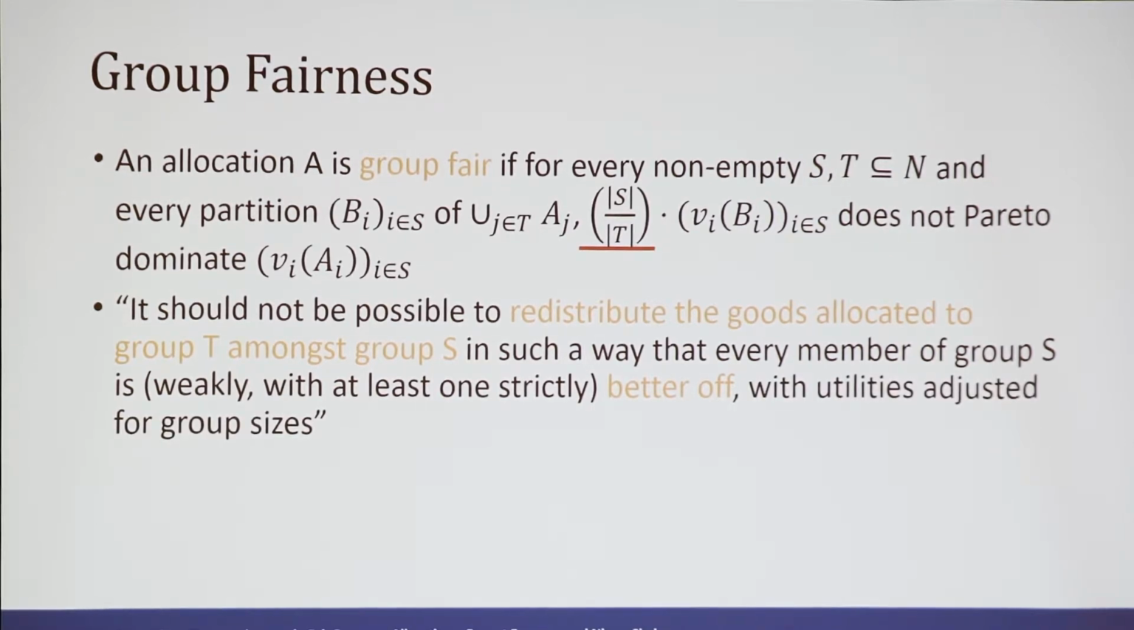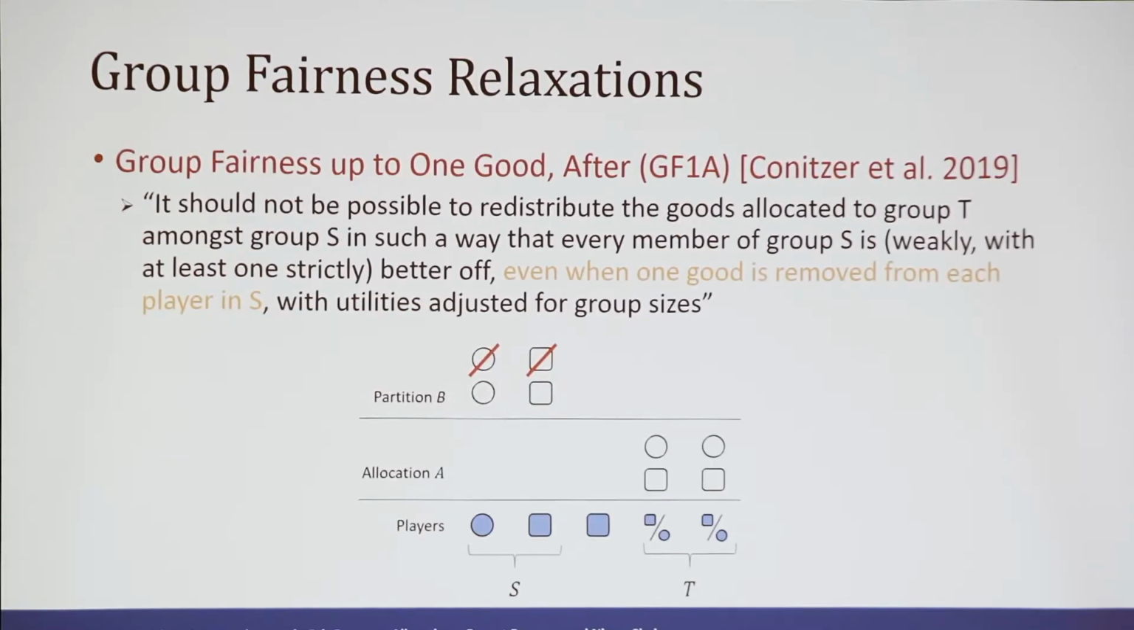And that just says that, of course, if we take all the goods allocated to a big group and give them to a single agent, that single agent will be much better off. So we want to adjust for that. So that's group fairness. This generalizes lots of properties. It generalizes envy freeness, generalizes optimality, generalizes the core, generalizes all sorts of things that we can't get with indivisible goods. So we need some relaxations.